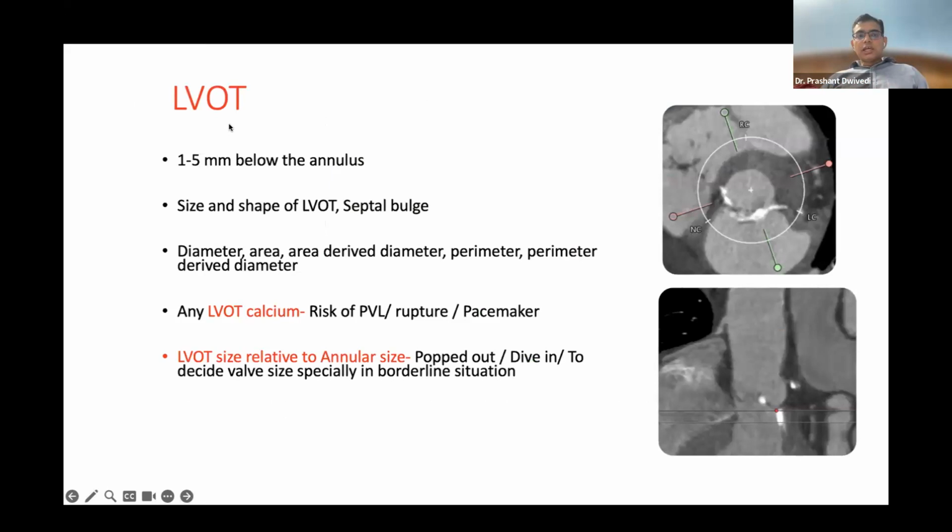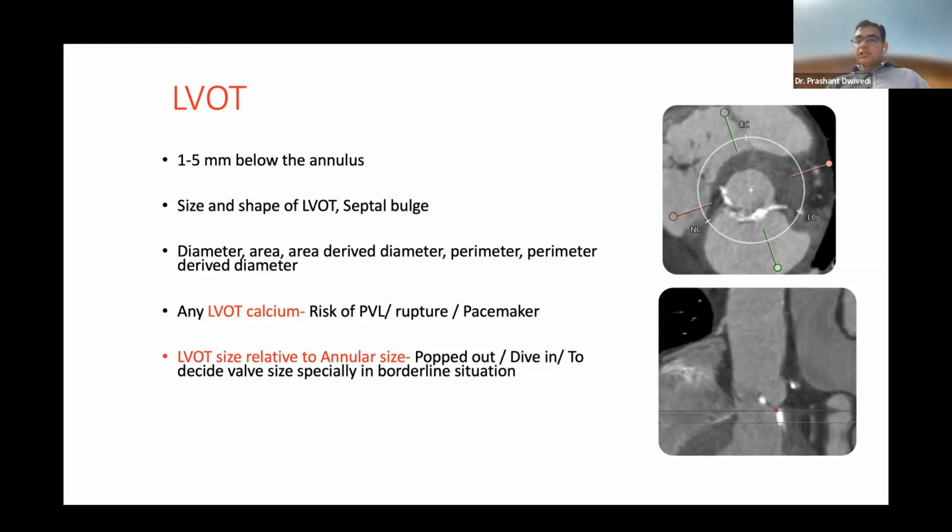Then we need to assess the LVOT. We usually assess the LVOT from the annulus up to 1 to 5 millimeters. We have to see how the LVOT is going to behave in respect to the annulus, whether the LVOT is relatively larger or smaller than the annulus. Because if the LVOT is larger, the valve during deployment is going to dive into the LV. If the LVOT is smaller, or if there is a septal bulge, the LVOT may push the valve up, so it may embolize or pop out. So we need to understand whether the LVOT is the same size as the annulus, or smaller or larger.